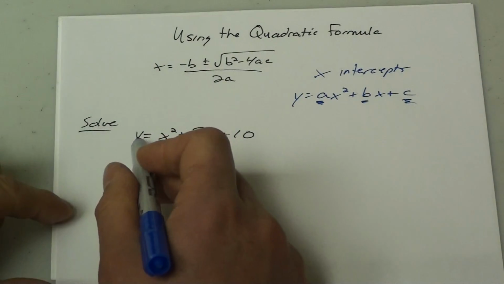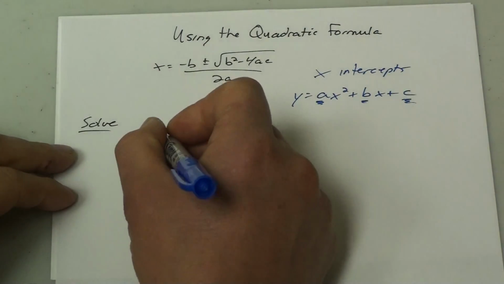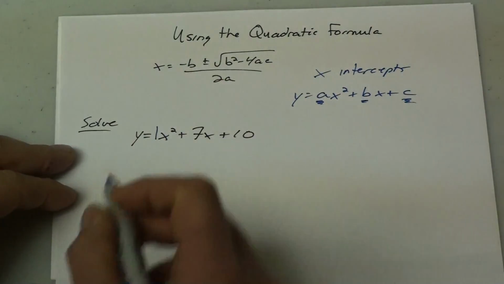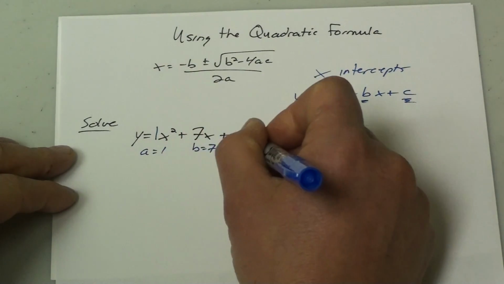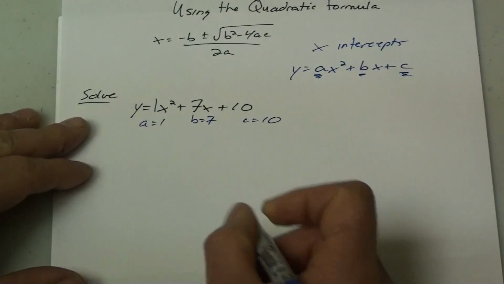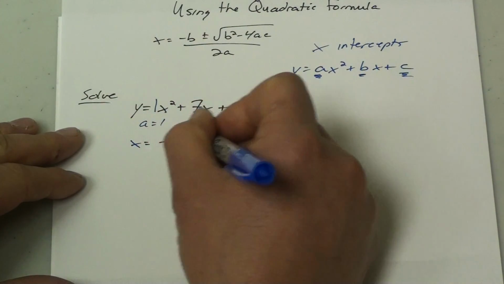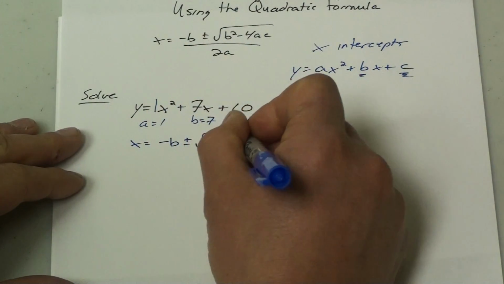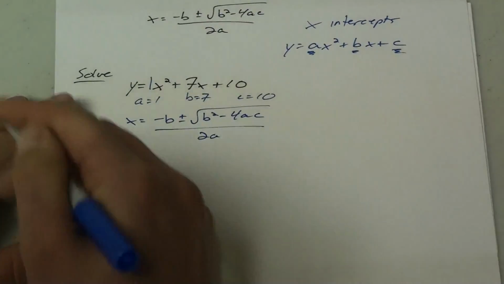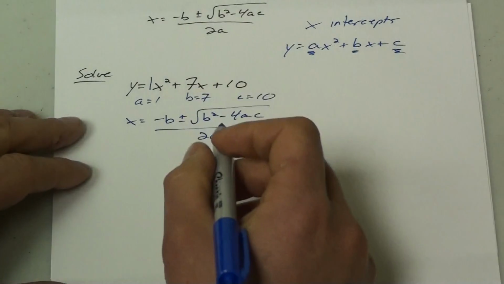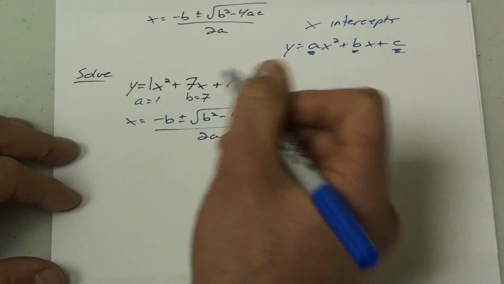So if I take the quadratic y equals x squared plus 7x plus 10, I have an invisible 1 in front of that x squared. So my a value is 1, my b value is 7, and my c value is 10. And I can put that into the quadratic formula: x equals negative b plus or minus the square root of b squared minus 4ac, all over 2a. It's a good idea to write the formula out first before you get started. It gives you some extra practice and hopefully will help you memorize it.